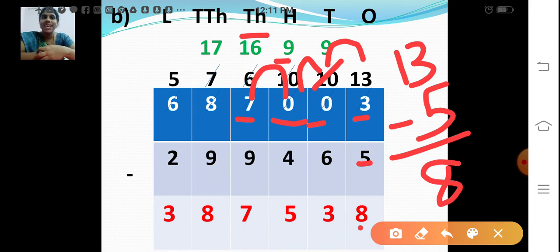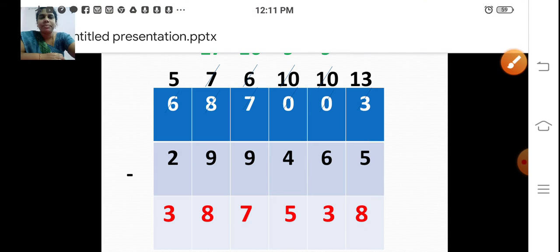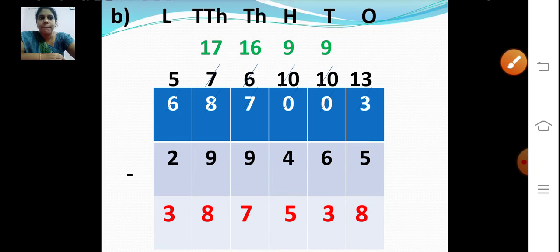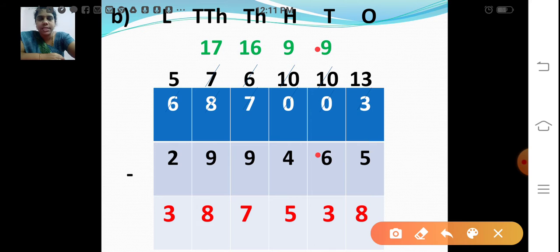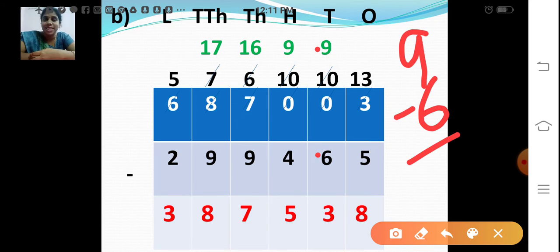Right, 8 ones. Now let's move on to the tens place. What number I'm having in the tens place now? 9, right? Now 9 minus 6. 9 tens minus 6 tens. Start from number 6. Count forward till you reach 9. After 6, 7, 8, 9. 3. 9 minus 6 is 3 tens. So write it down 3 tens.